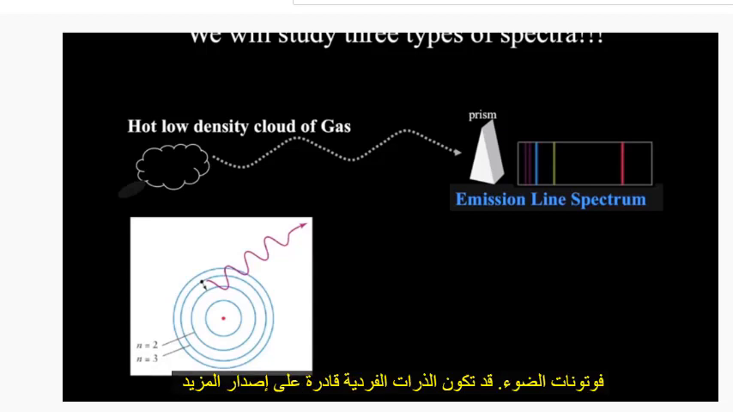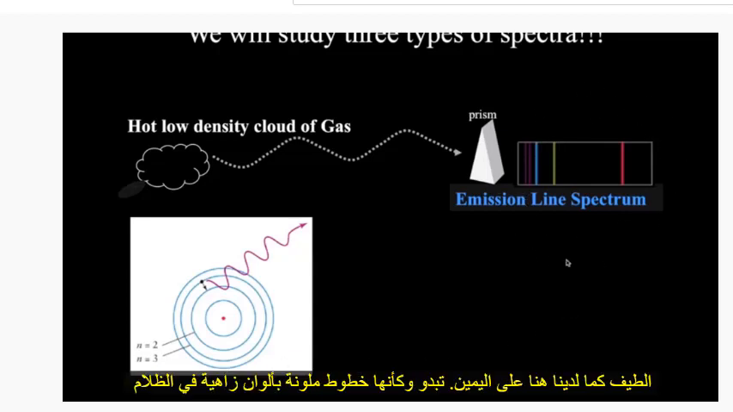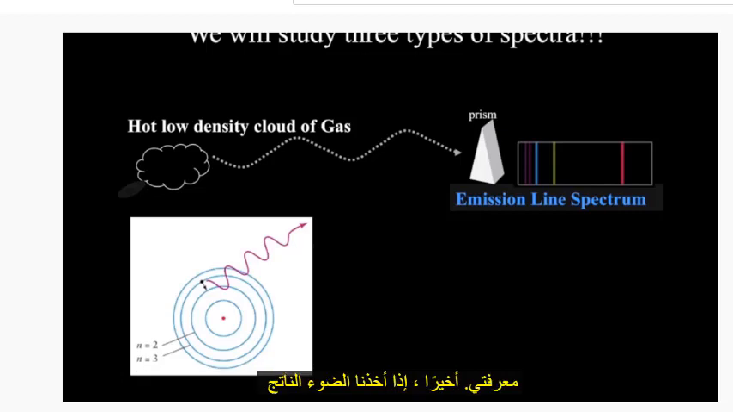Individual atoms may be able to emit more than one color of light, but they're not going to produce an entire continuous spectrum. And so what we'll see is an emission line spectrum like we have here on the right. It looks like bright colored lines on a dark background.